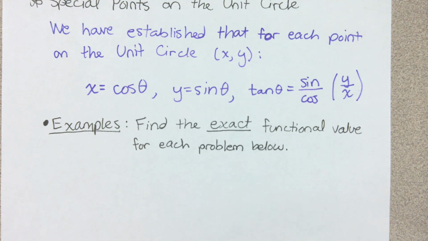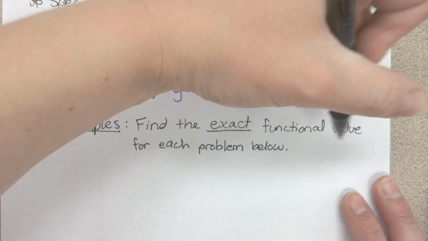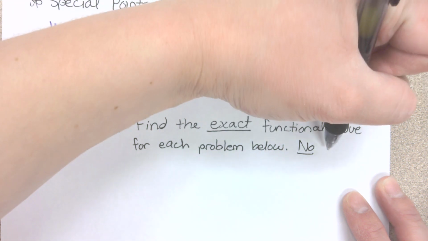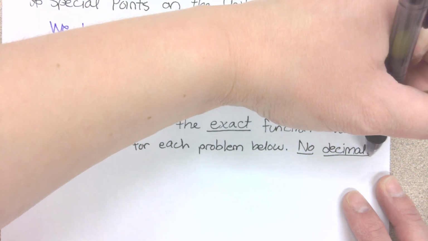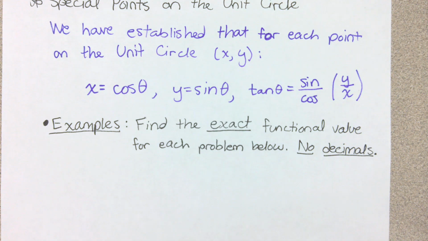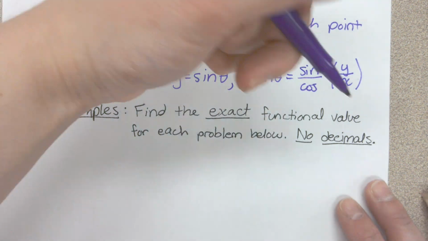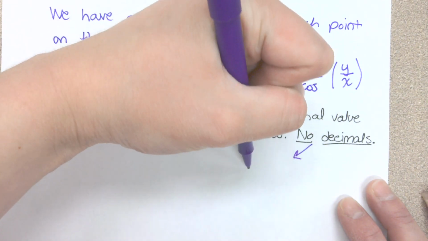When we say exact, we want the real, raw, accurate answer. If you round or estimate, that's not exact. That's an estimated answer. So really what this is implying, no decimals. What that means is you will use the unit circle.